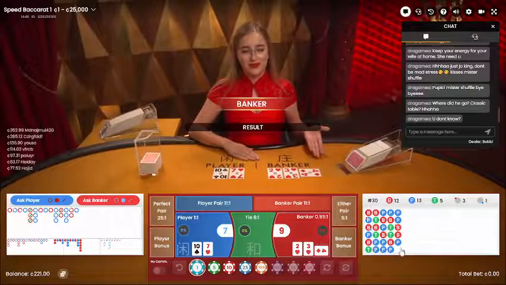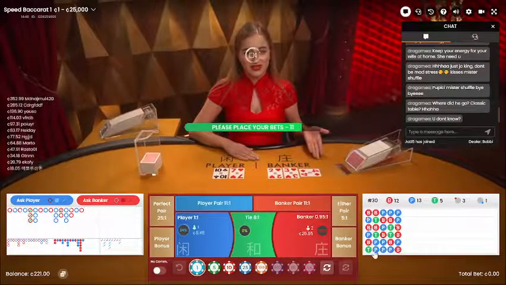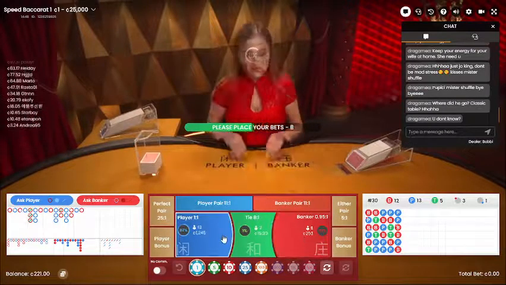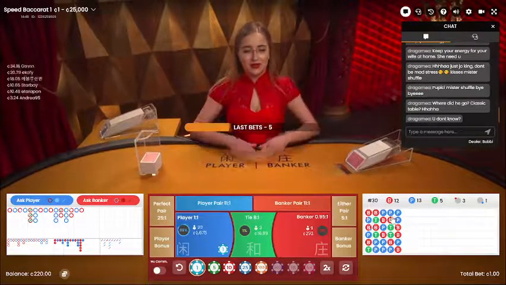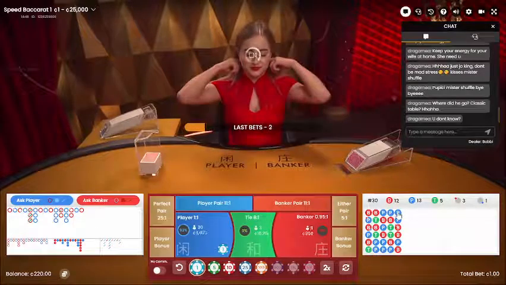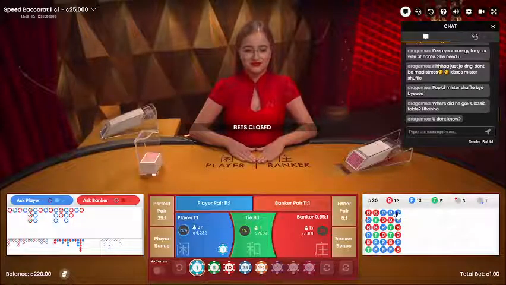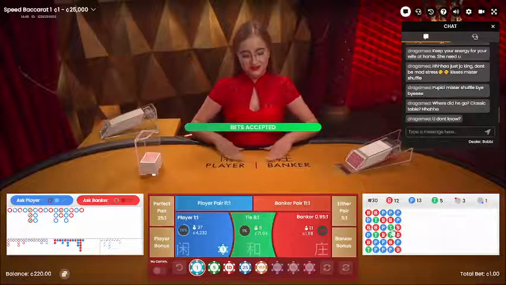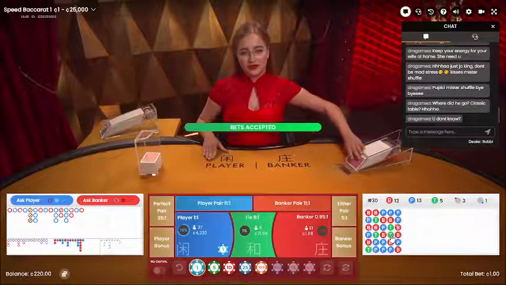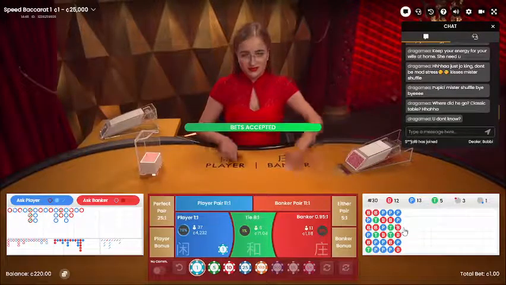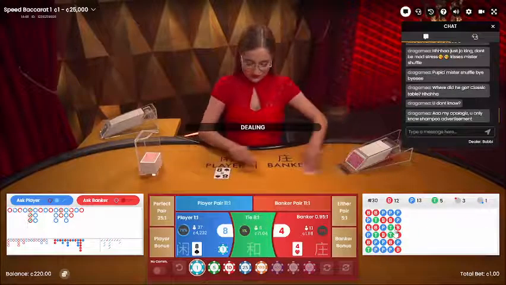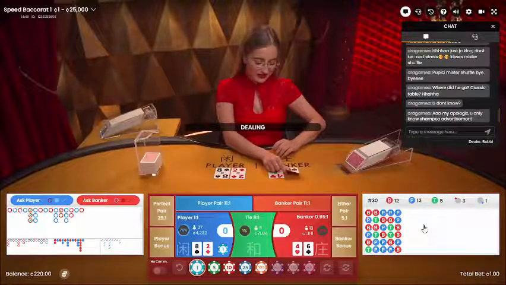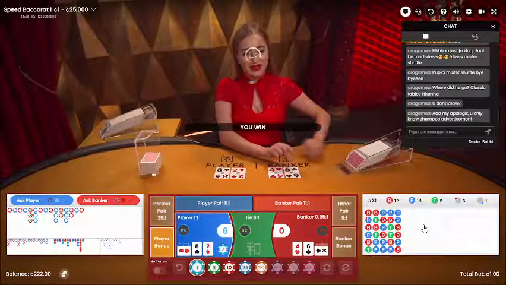Okay, so banker won the last bet, so I'll start placing bets on player. For these two columns, I will advise you not to play because the ties here follow each other, and so you will not be able to bypass this tie. I'll advise you not to play for this particular column.